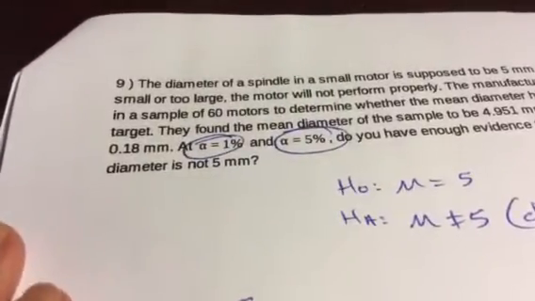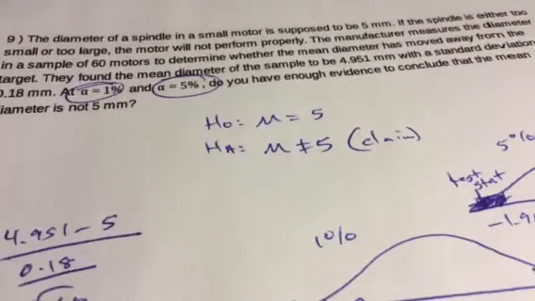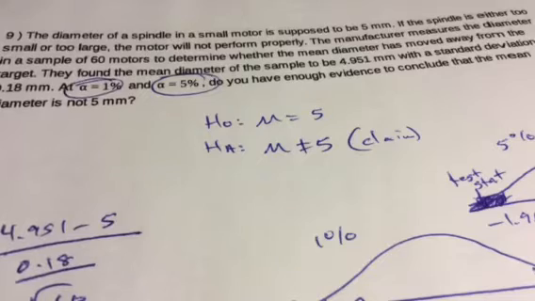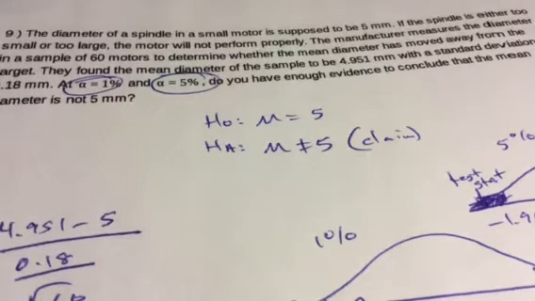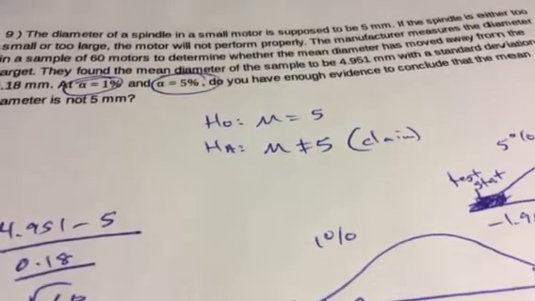Number 9. The diameter of a spindle in a small motor is supposed to be exactly 5. That's what the claim is. Do you have enough evidence to conclude that the mean is not 5? So the alternate hypothesis is it not being 5, and that's the claim. You're looking for evidence to conclude whether or not that's true. And the null hypothesis, H0, is the mean is 5.